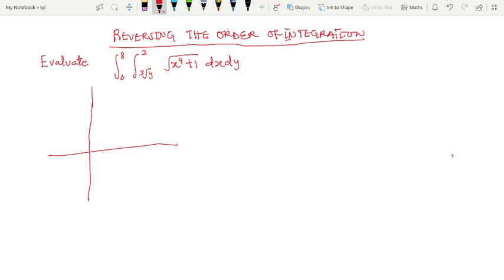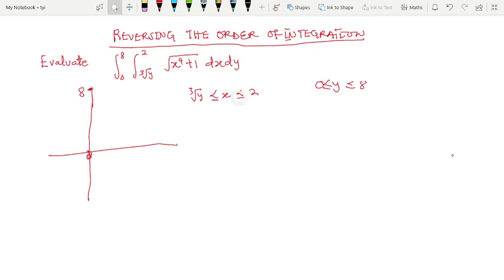Looking at this side, our x is the inner function. So the inner limit is 2 and the third root of y. So x is going to be greater than or equal to the third root of y, but less than or equal to 2. Then my limit for y is greater than or equal to 0, but less than or equal to 8. So on the y-axis, I'll plot 0 and 8, and 8 is somewhere, let's say 0 and 8 is for my y.